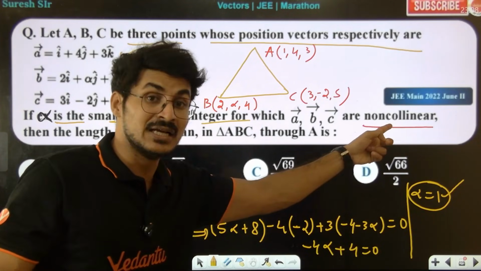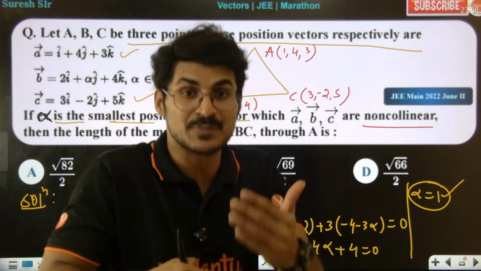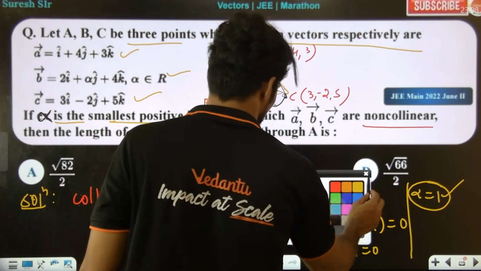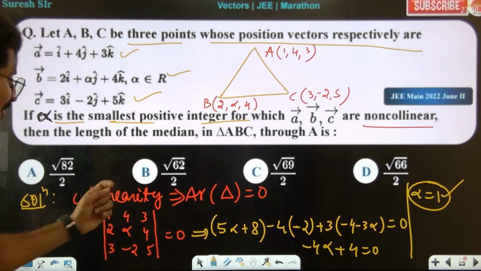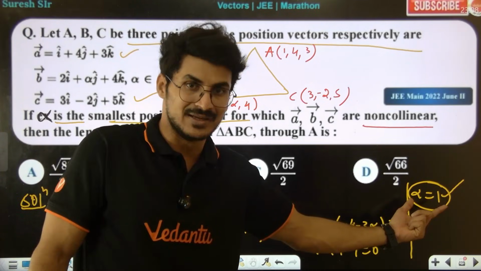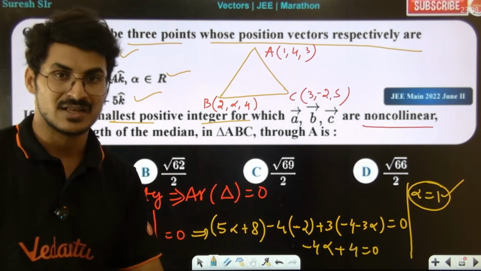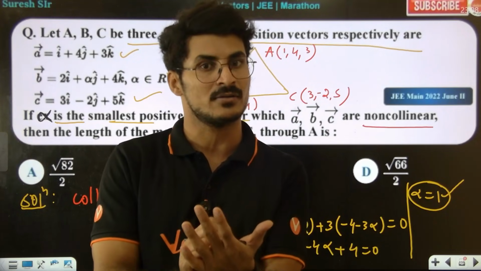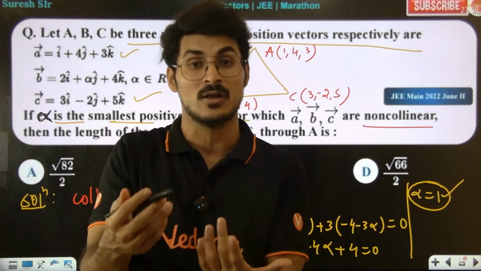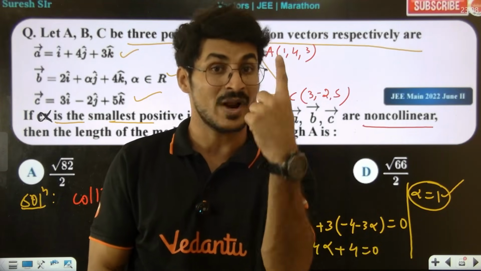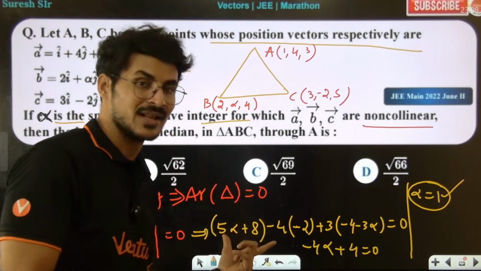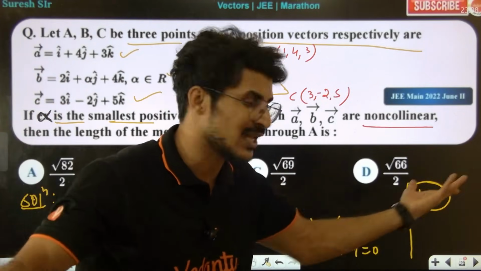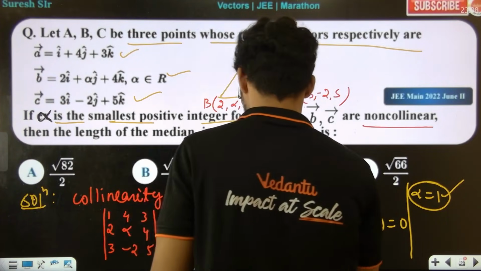Upon non-collinear, the least positive integer is 2. Alpha should be 2 here, sir. Why? Boys and girls, listen to me. When I am taking collinear, alpha value is 1. What I need here is the least positive integer. 0 is neither positive nor negative, so we cannot take 0. 1 is the least positive integer when they are collinear. But the condition is non-collinear, so the least positive integer is 2. Yes or no? Yes, sir.